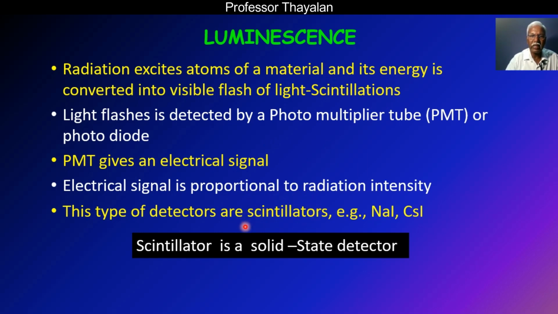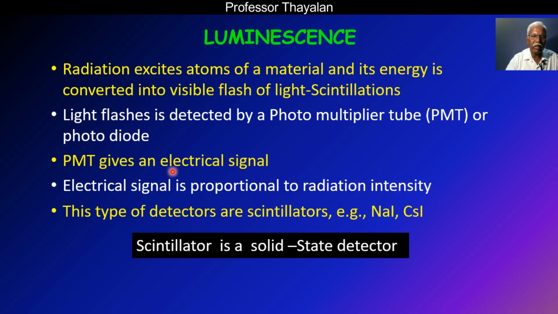Scintillators, for example, are sodium iodide and cesium iodide, since they give scintillations after receiving the radiation. These light flashes can be detected by using a photomultiplier tube, PMT, or photodiode. So we can record the light flashes using the photomultiplier PMT or photodiode and convert them into an electrical signal. This electrical signal is proportional to radiation intensity.